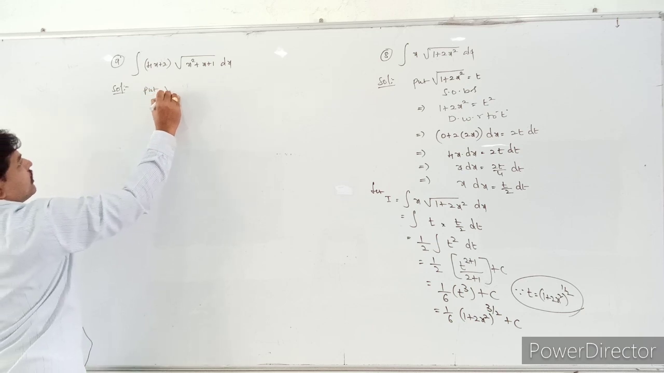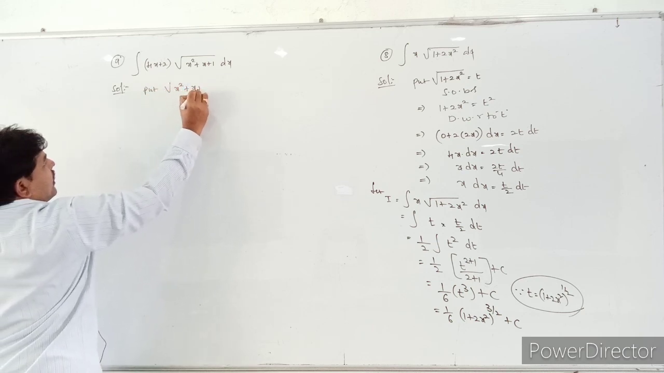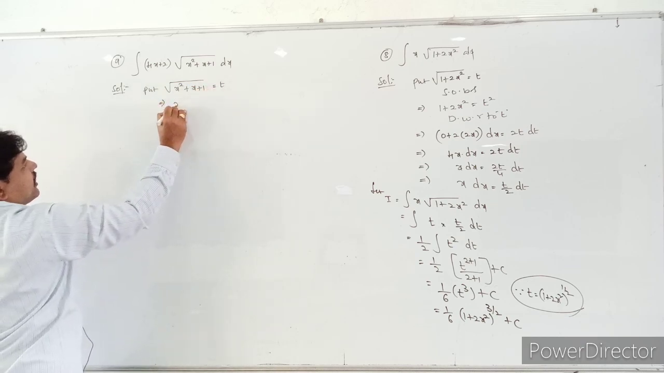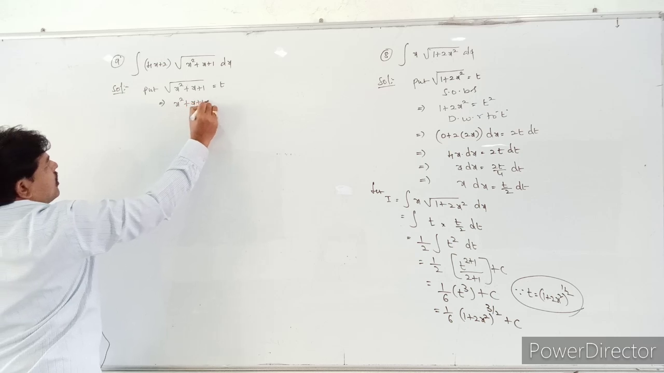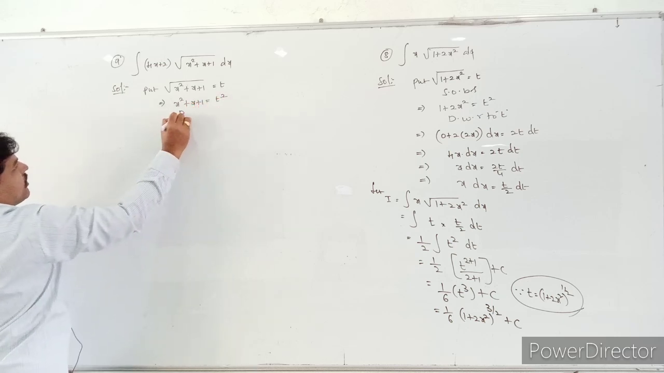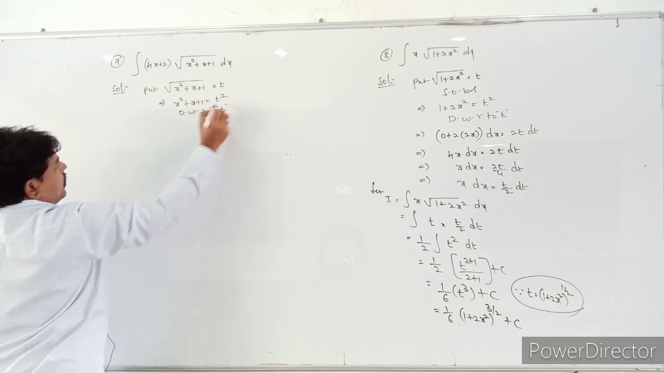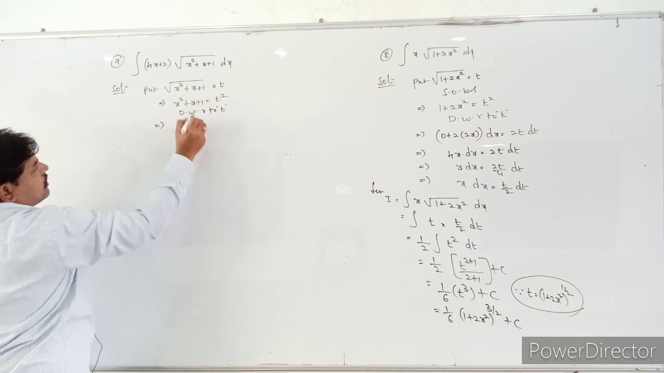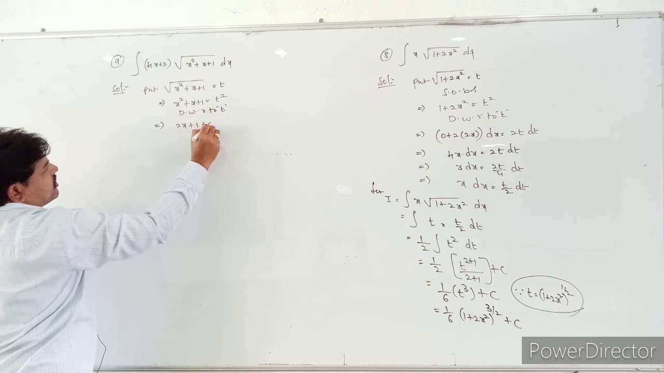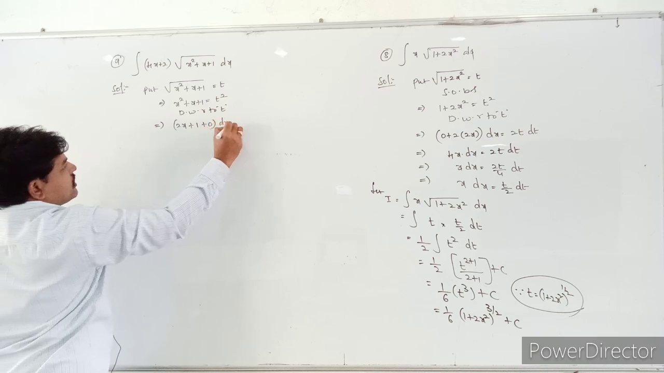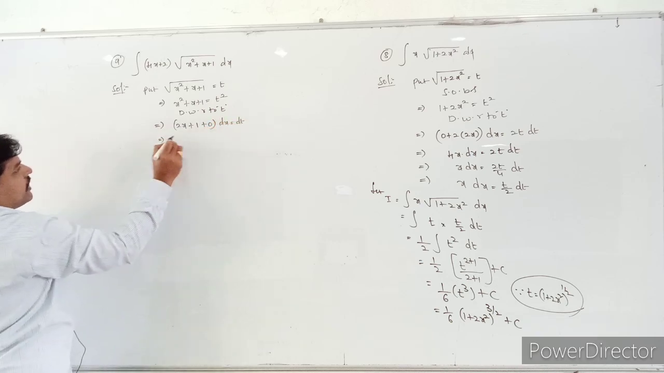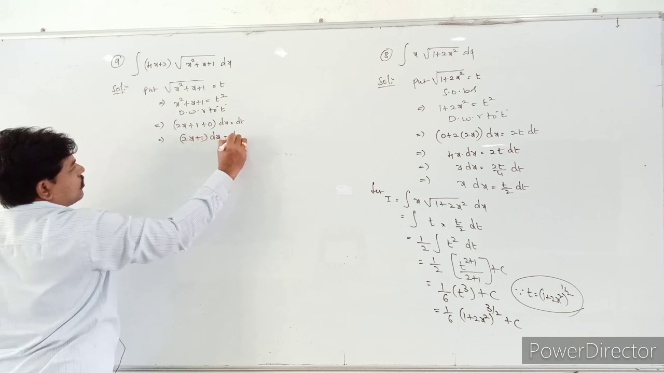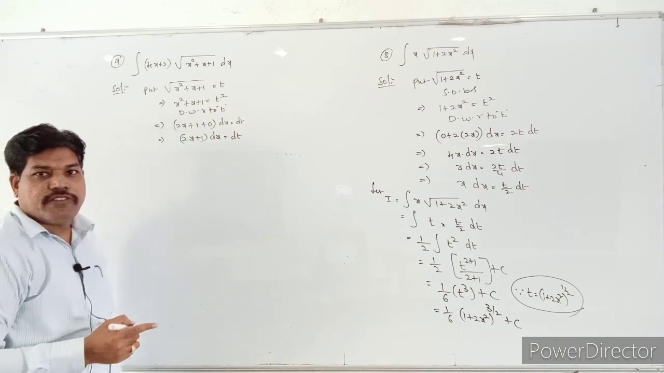Under root value, I will take x square plus x plus 1 is equal to t. Squaring on both sides, what we will get? x square plus x plus 1 is equal to t square. Differentiate with respect to t. What happens? 2x, x derivative is 1, plus derivative of 1 is 0, into dx is equal to dt. So that implies 2x plus 1 into dx is equal to dt.